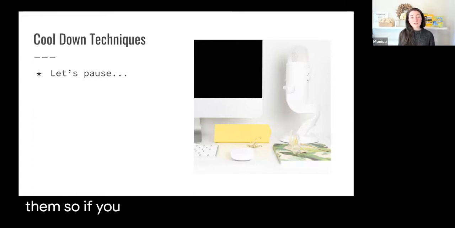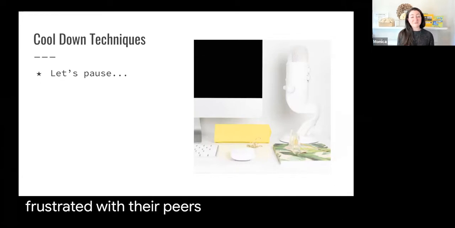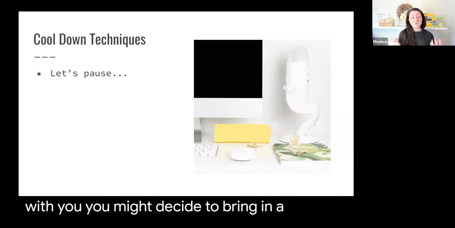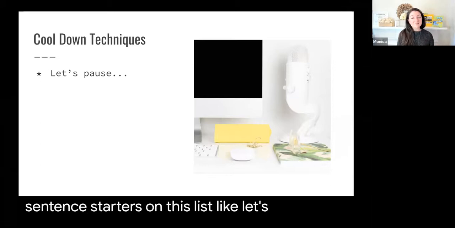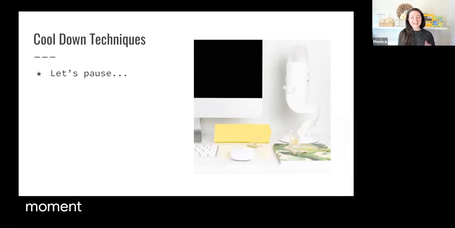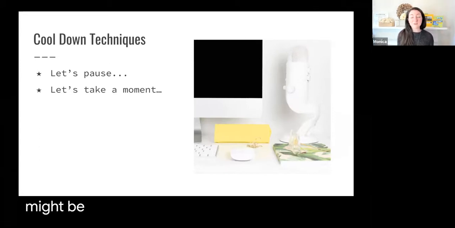So if you are finding that students are feeling a little frustrated with a task, frustrated with their peers, maybe frustrated with you, you might decide to bring in a few cool down techniques. It might use one of the sentence starters on this list, like, let's pause for a moment and then regroup. Or let's take that moment. Everyone take a moment, and that might be different with different groups.